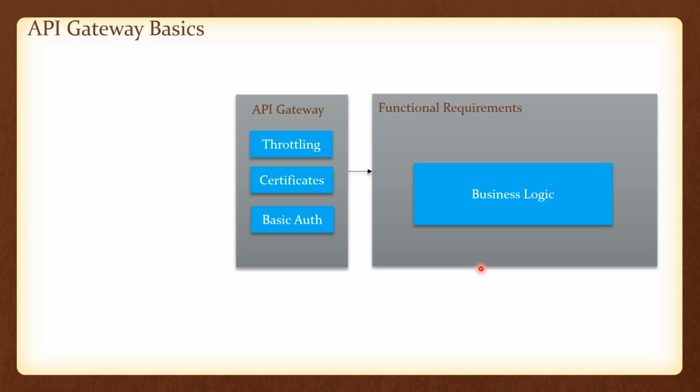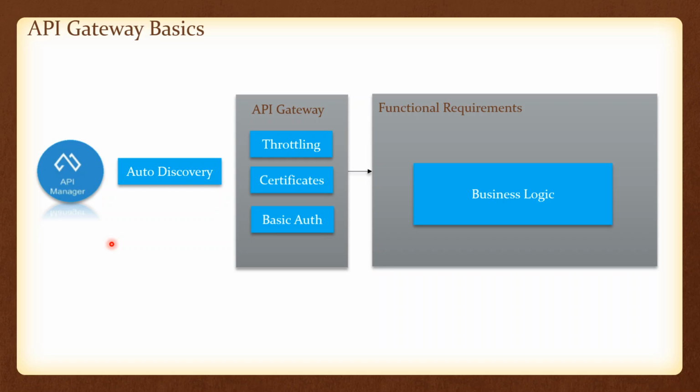So now that we have an API Gateway, we have separated the non-functional requirements from the functional requirements. We need a mechanism to manage this API Gateway. So how do we do that? In terms of Mule, we have the API Manager, and the API Manager with the help of Autodiscovery helps us to manage this API Gateway.